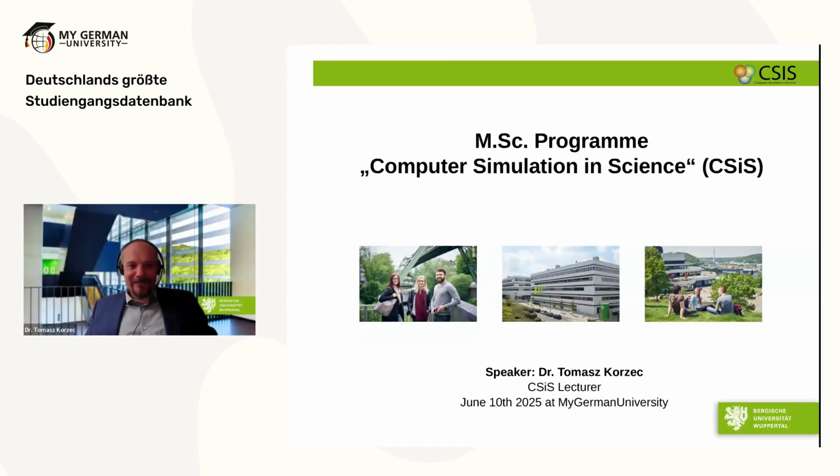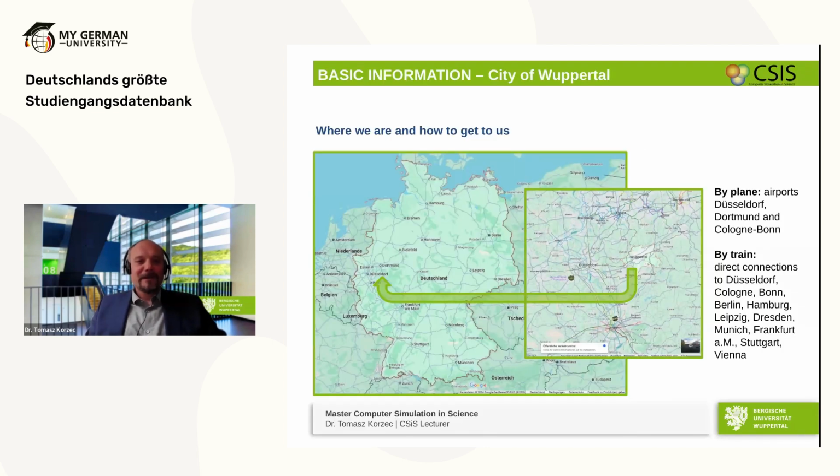It's a great pleasure to have the opportunity to present to you our master program, which is called Computer Simulation in Science and is based at the University of Wuppertal. I will start by introducing our city. Wuppertal is located in the western corner of Germany. It's a very densely populated corner. We are surrounded by larger cities than Wuppertal itself, but Wuppertal has about 350,000 inhabitants, so it's a large city by itself.